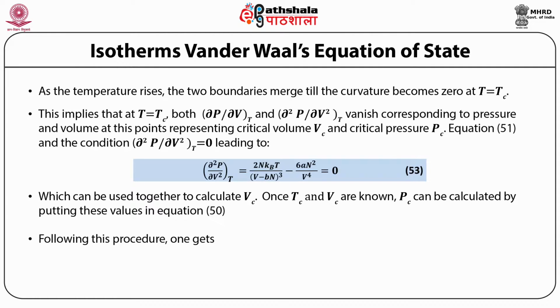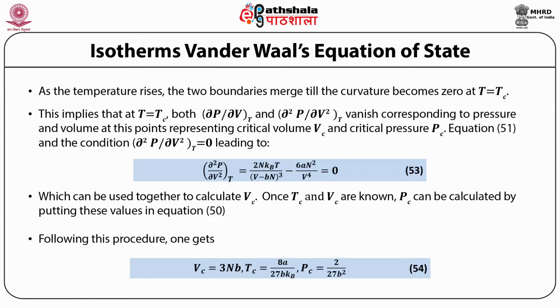Following this procedure, one gets Vc is equal to 3NB, Tc is equal to 8A upon 27 times B times Boltzmann constant, and Pc is equal to A upon 27 B square.